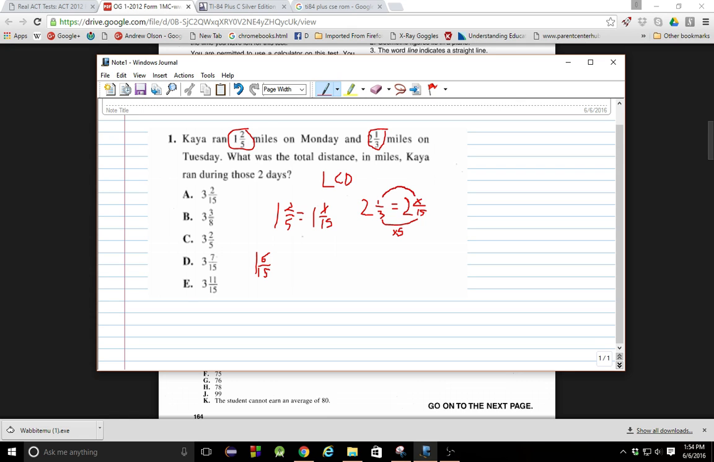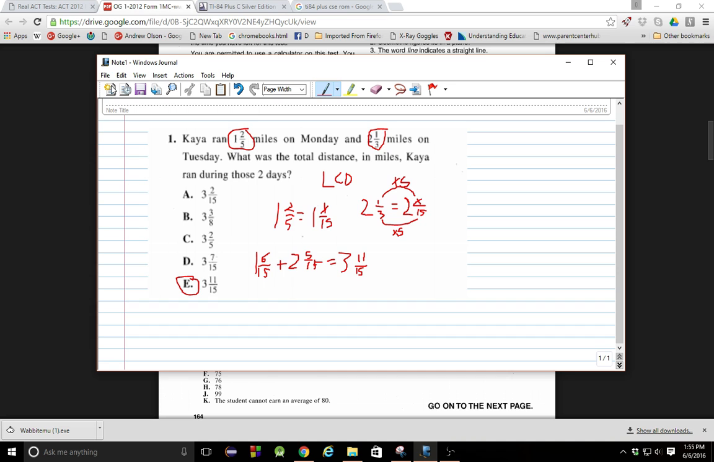So 1 times 5 equals 5. So 2 and 5 over 15. And before you know it, you add 2 plus 1 is 3. And then the fractions, 6 over 15 plus 5 over 15, that's 11 over 15. 3 and 11 over 15. So the correct answer for this is E, 3 and 11 over 15.